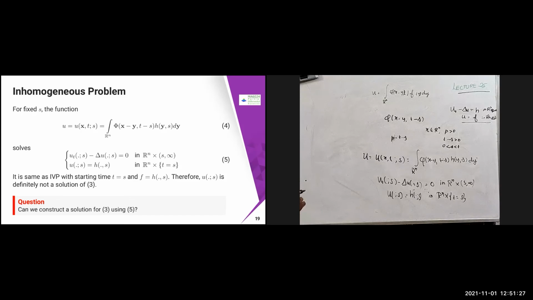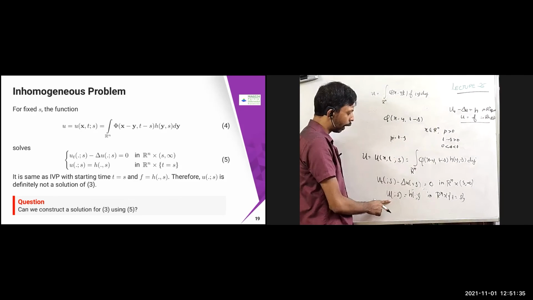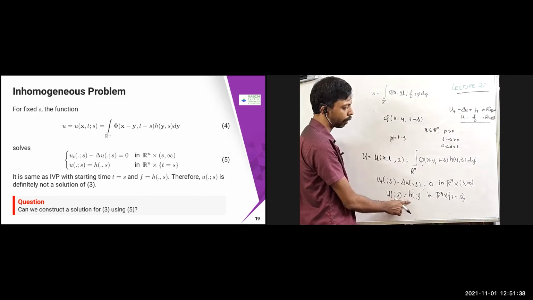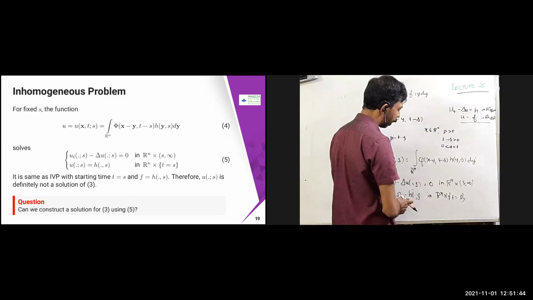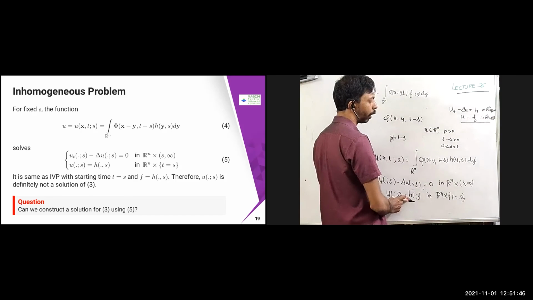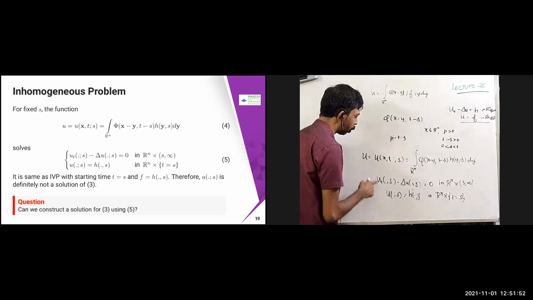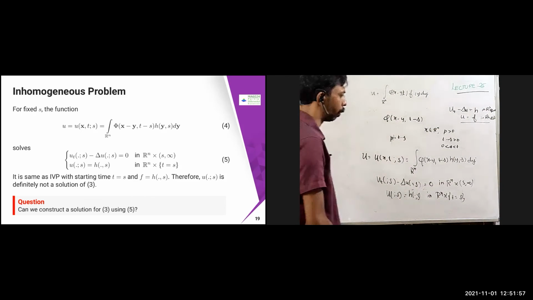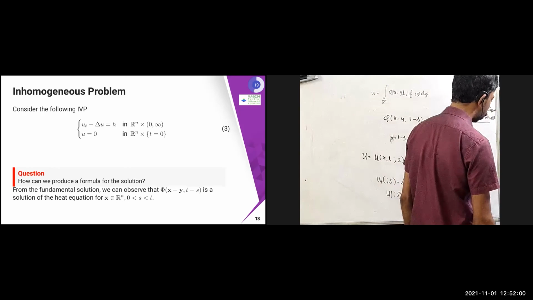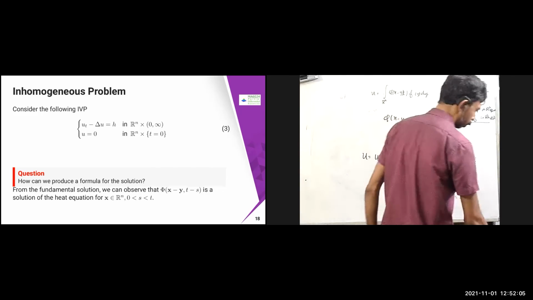So it is the same as the initial value problem which we have solved earlier. The only difference is that in the place of u equal to f, here I have u equal to h of s at t equal to s. Instead of t equal to 0, here I have t equal to s, and instead of f I have h. Therefore u is going to be the solution for this problem, and since it satisfies this one, it is going to be the solution for this problem also.